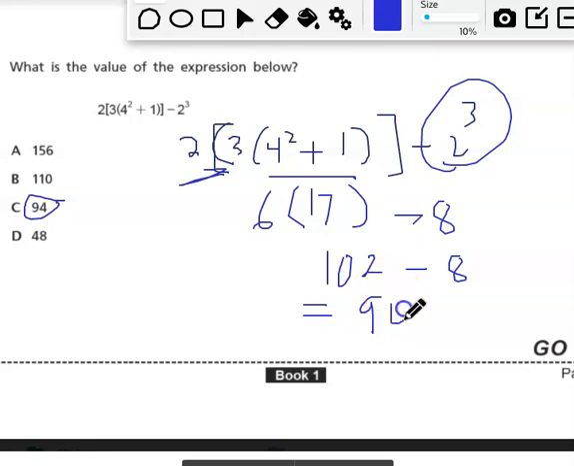Did you guys get it right? I hope you got it right. Just follow the order of operations all the time. Alright, moving to the next problem.